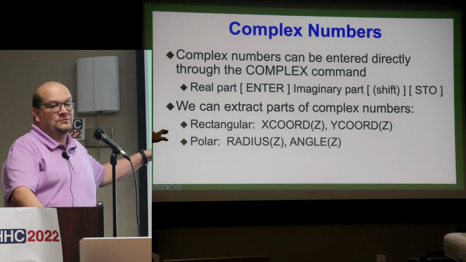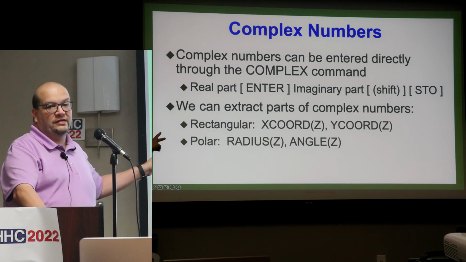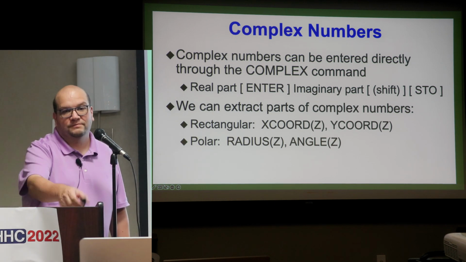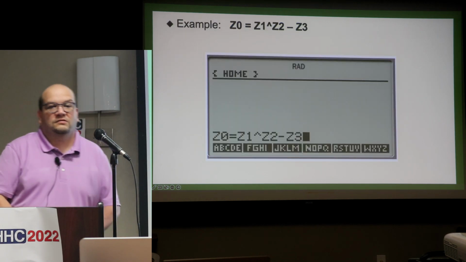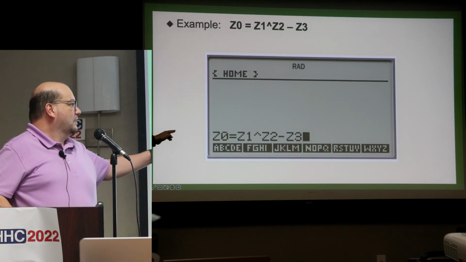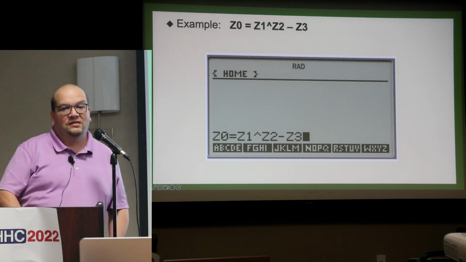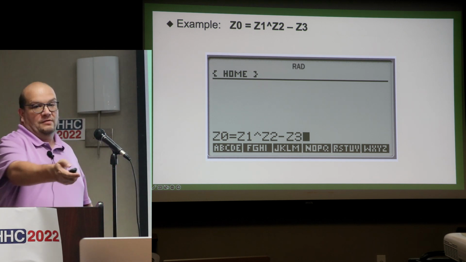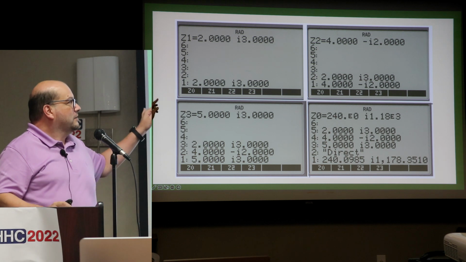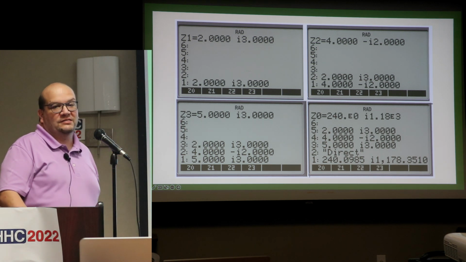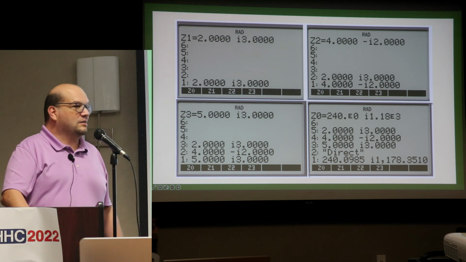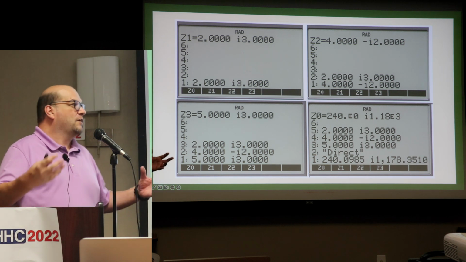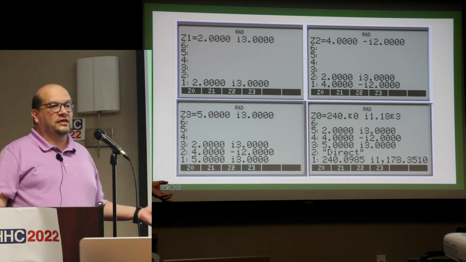You do have the option of extracting the real, imaginary, absolute value and argument of a complex number. So for this example here, z naught equal to z1 squared plus z3 minus z3, and you just enter complex numbers directly into the variables, and you can solve for equations and it will solve in the complex number plane. Even if you had all real numbers as inputs, you can still get complex number results.